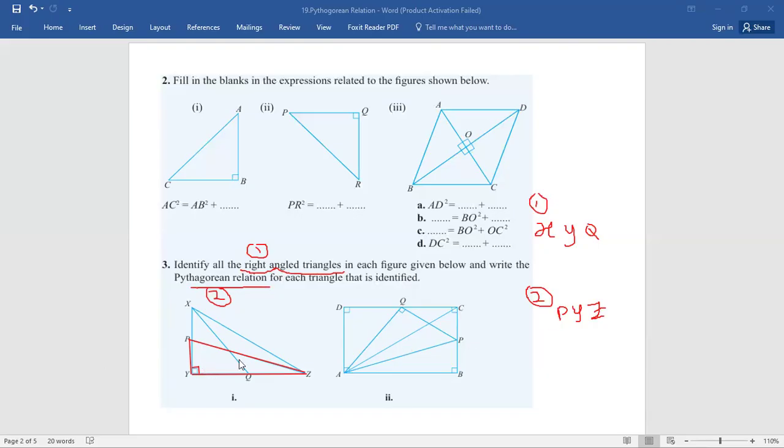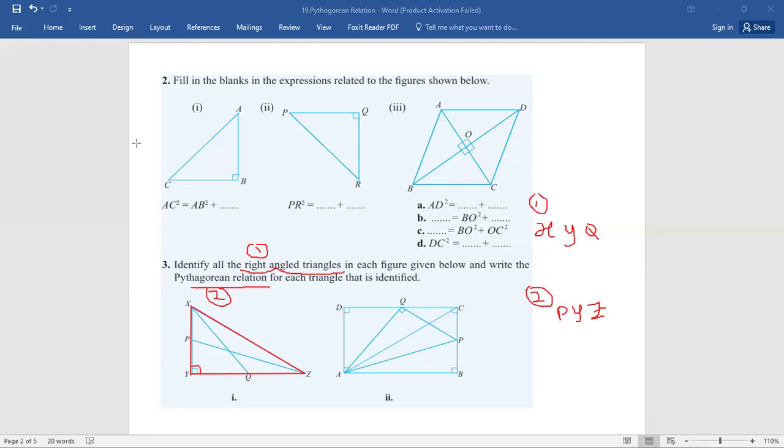So do we have any other right angle triangle? Yes. Right? So what is that? I can say the bigger one, X, Y, Z. So this is the biggest one, X, Y, Z. This is my right angle triangle. This is my right angle. XZ is my hypotenuse, right?